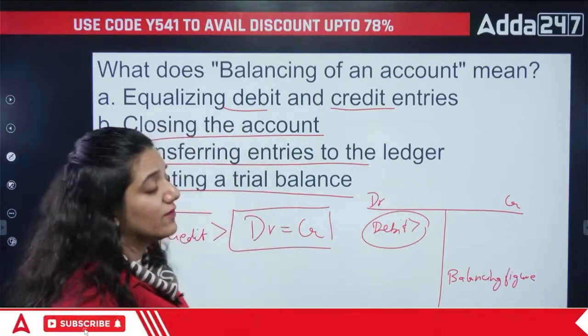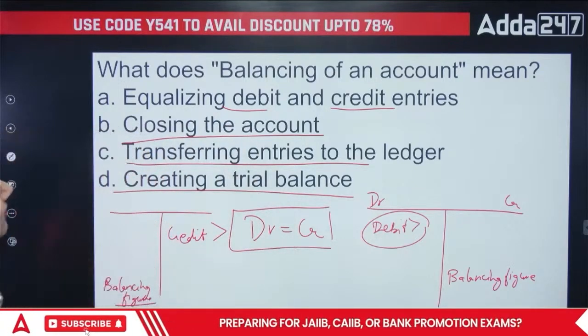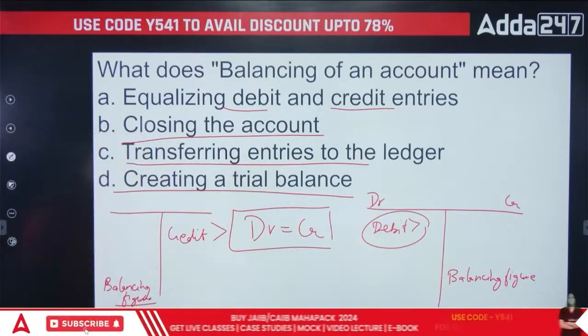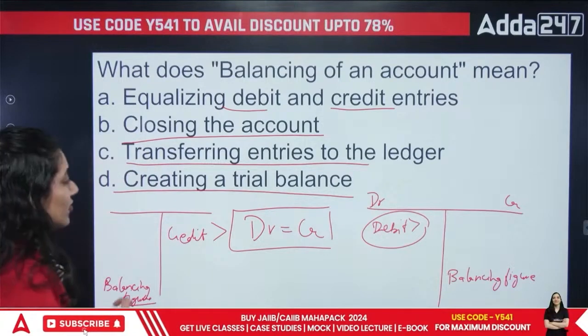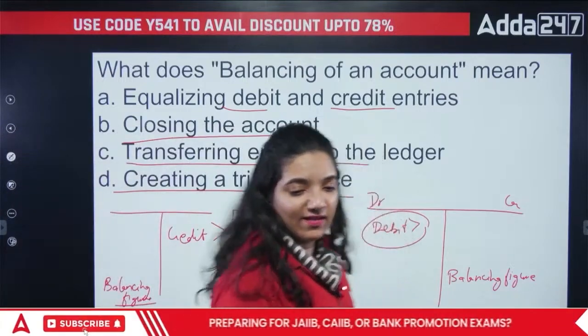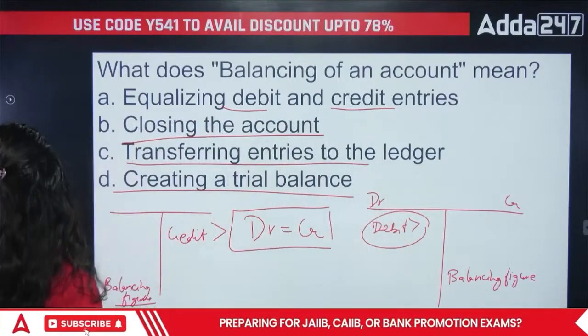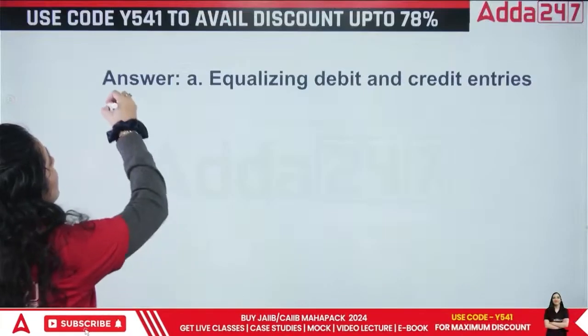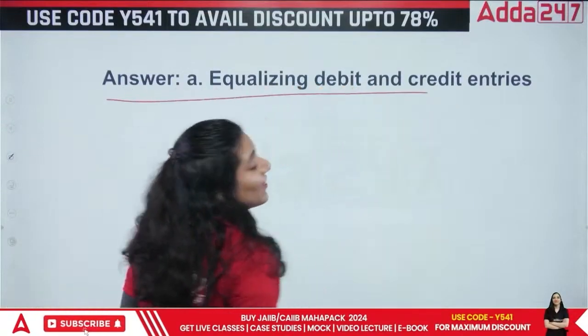What does the balancing of account mean? The balancing of account, you can see, is equalizing the debit and the credit entries. You are not doing anything else, you are just equalizing this specific area. Then the answer is equalizing the debit and the credit entries.